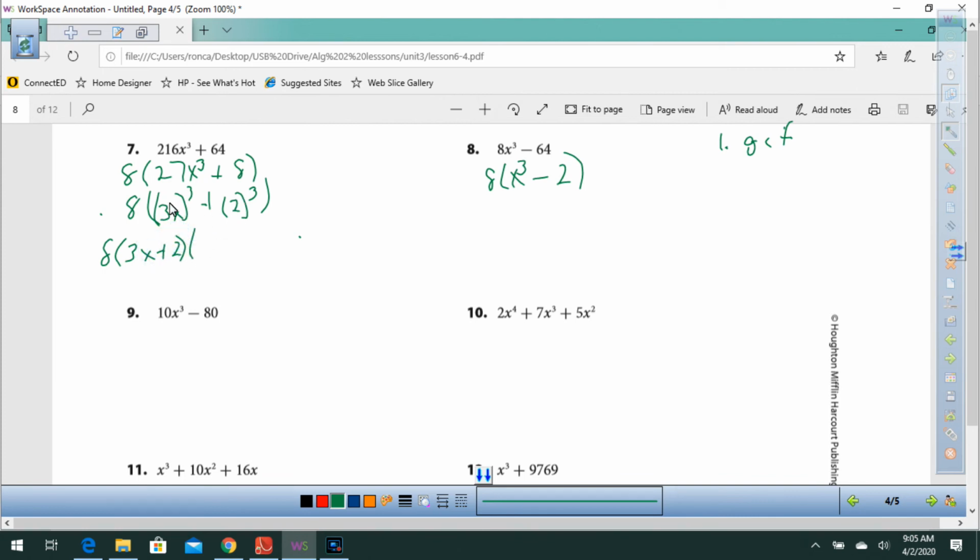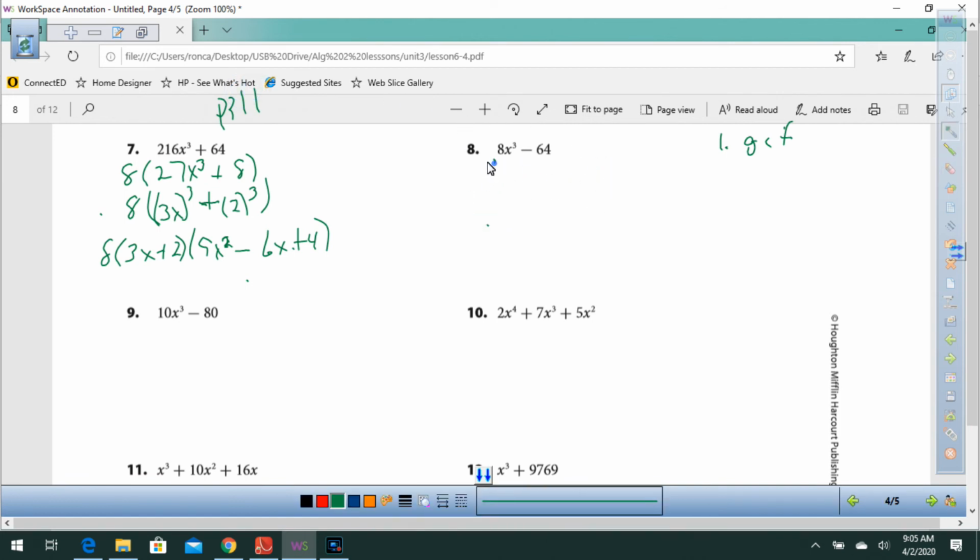And then 3 squared is 9. X squared is x squared. 2 times 3x would be 6x. But it's not, since it's plus here. That means it's minus there. Minus there. And then 2 squared is 4. And there we go. Okay, and remember those algorithms are on page 311.